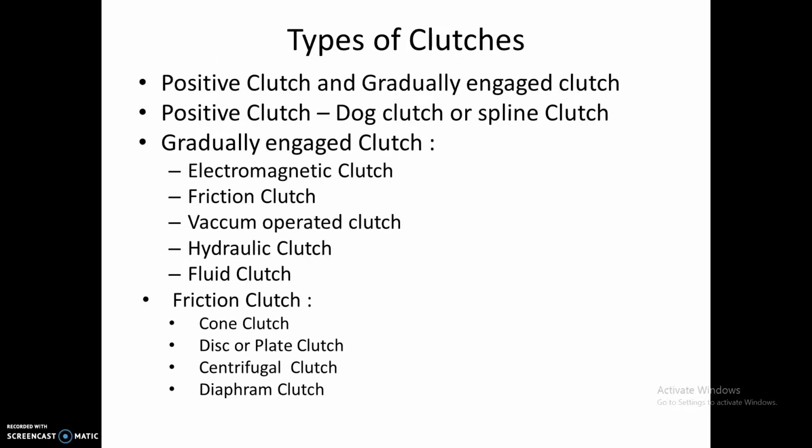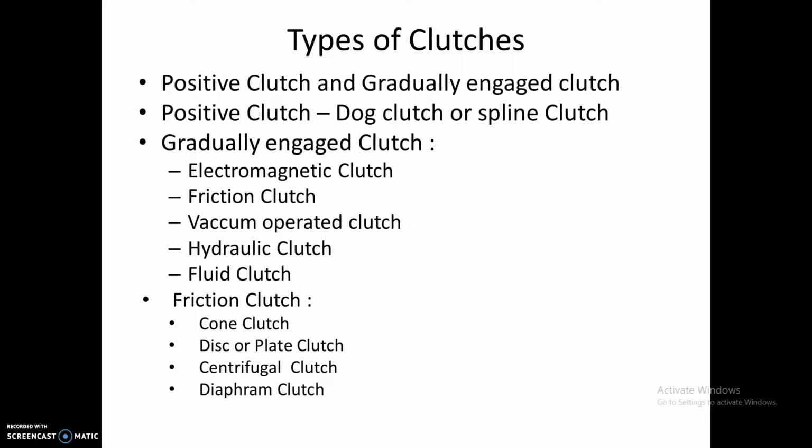Now let us see the classification of clutch. Generally, clutches are broadly classified into two groups. One is positive clutch and the second one is gradually engaged clutch. An example of a positive clutch is the dog clutch or spline clutch, where sudden engagement takes place. In a gradual engagement clutch, gradual engagement of the friction surfaces takes place, and gradually engaged clutches are classified into different types, that is electromagnetic clutch, friction clutch, vacuum operated clutch, hydraulic clutch, and fluid clutch.